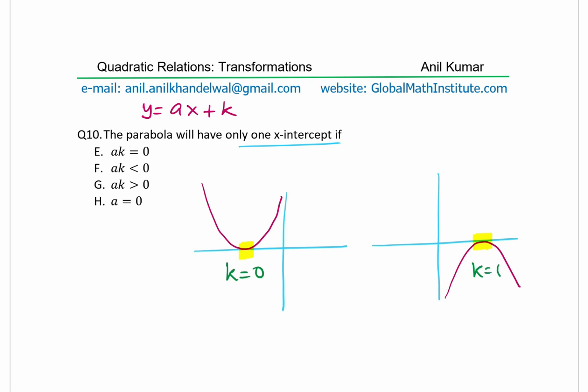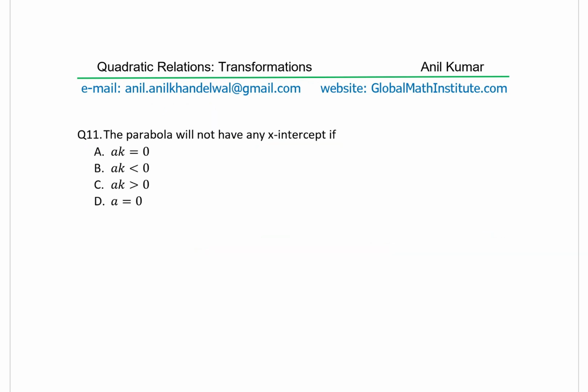Is that clear to you? So when k is 0, what you get is that a times k is 0, not a equals 0. If a is 0, it is just a constant function. It is no more a parabola. So that becomes your solution. Clear? So these three are actually similar questions. Question number 11 is, a parabola will not have an x-intercept if which one is true? But they are very, very important. One of them is always there in any test paper.